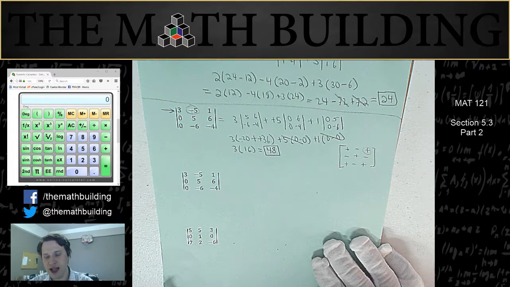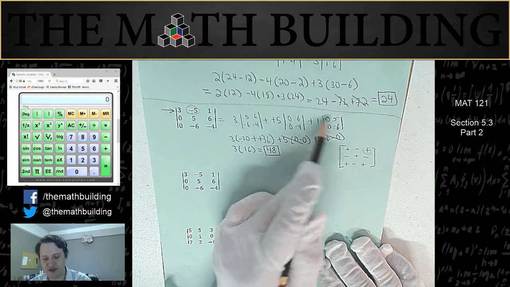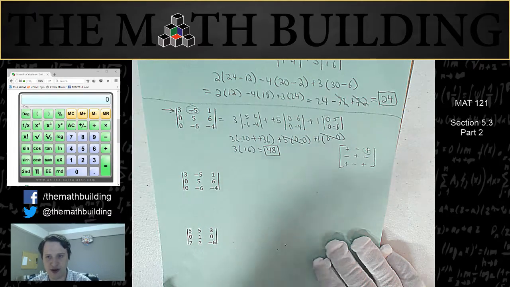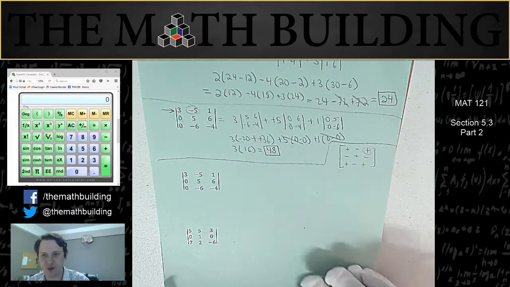Cool. However, we did a lot of unnecessary work because as you noticed, this determinant right here and this determinant, they both ended up being zeros because of these zeros right here. So it's actually possible to do this problem with a little less work.